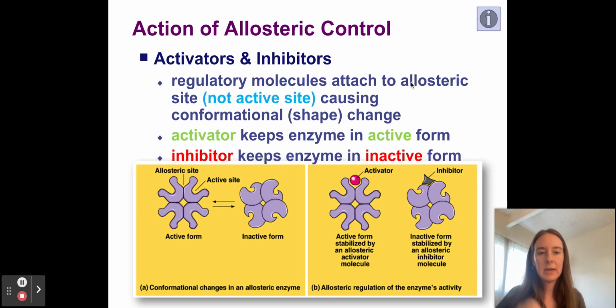And what they do is they attach to something called an allosteric site. So we've already learned about helicopter.